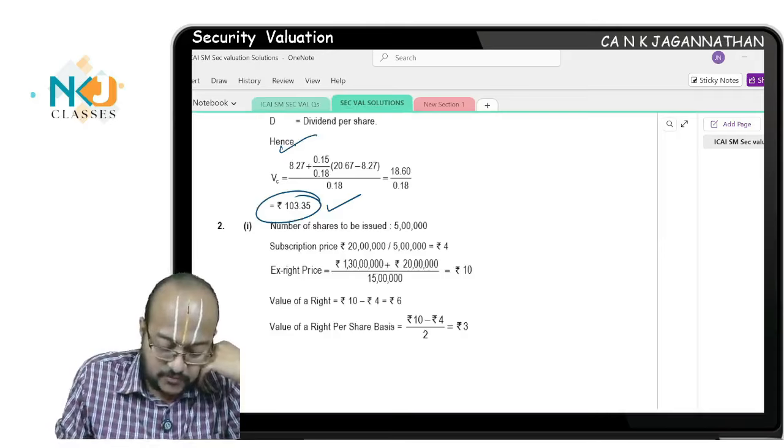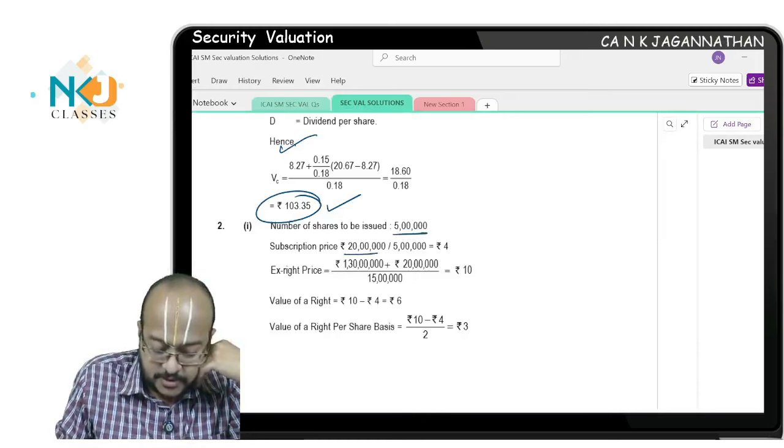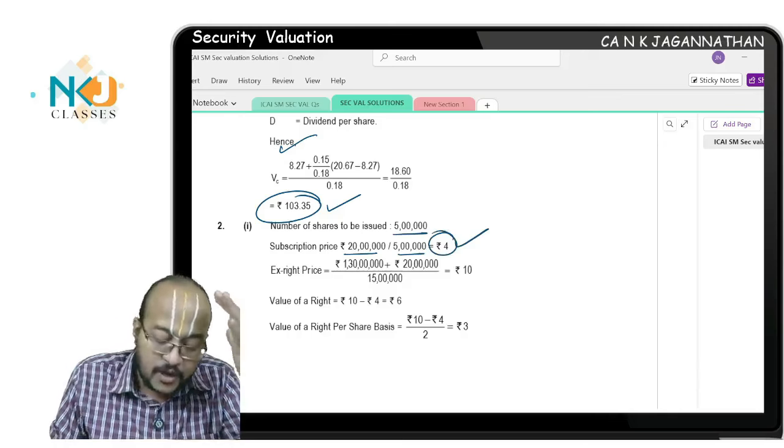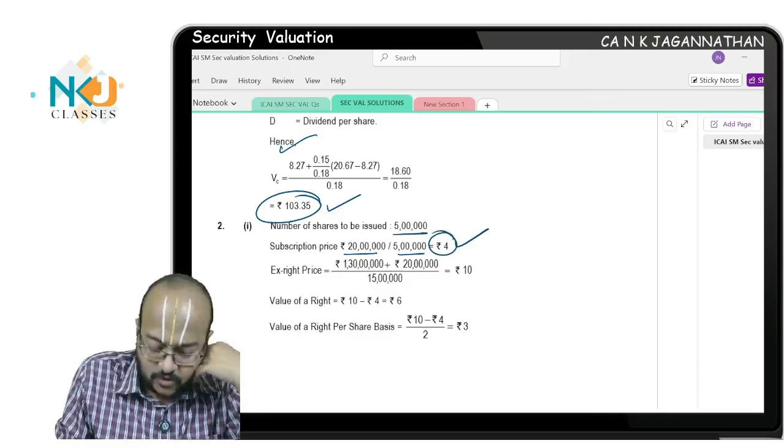Correct? See, number of shares to be issued is 5 lakhs, so the subscription price is 20 lakh divided by 5 lakhs, which is 4 rupees. The rights subscription price is 4. Now the ex-rights price is very simple. See what you have to do.